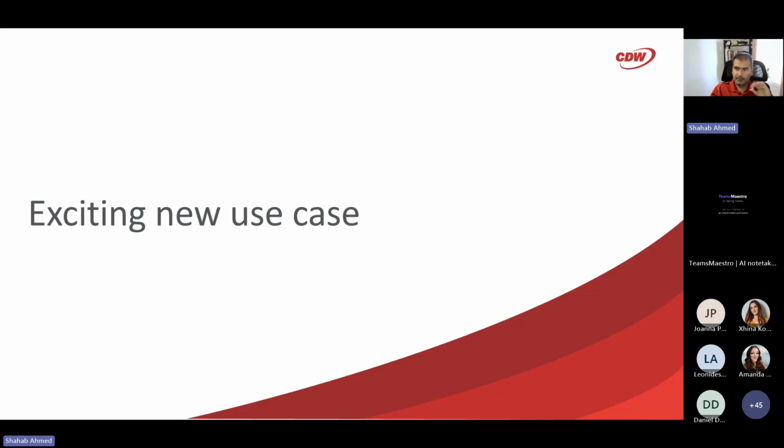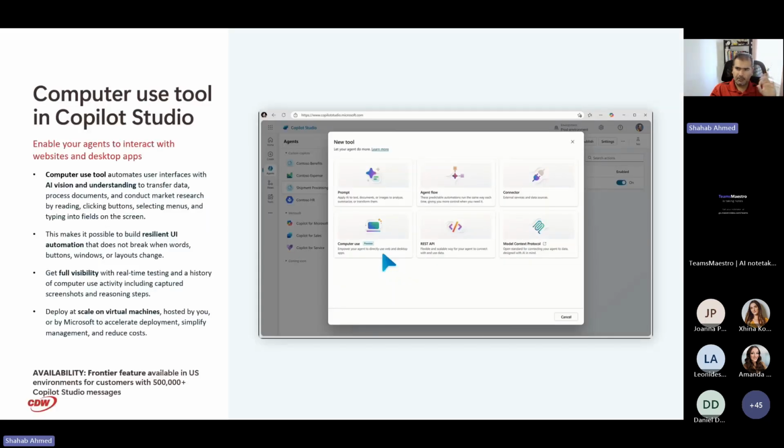I couldn't possibly cover this, but I did want to leave you with the exciting news, which is just really, really cool. There was some controversy around it, and that's this computer use tool that is going to come out. It's actually already available in the US in Copilot Studio, and it allows agents to interact with both websites and desktop apps by clicking buttons, selecting menus, and typing in fields on a screen. So it uses vision, right? Using AI vision.